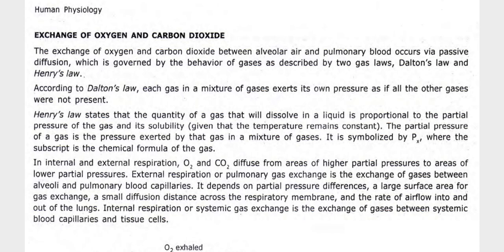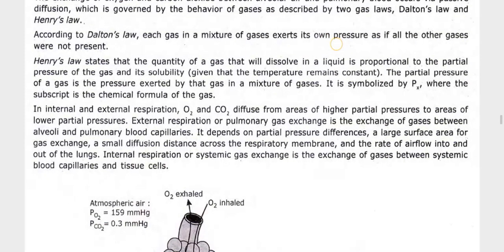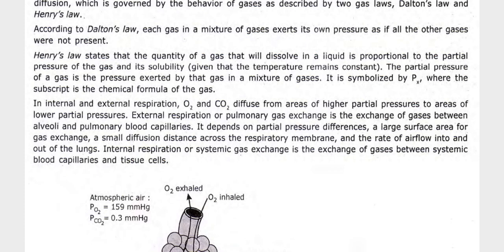The exchange of oxygen and carbon dioxide between the alveolar air and pulmonary blood occurs via passive diffusion, which is governed by the behavior of gases as described in two gas laws, Dalton's law and Henry's law. According to Dalton's law, each gas in a mixture of gases exerts its own pressure as if all the other gases were not present. Henry's law states that the quantity of a gas that will dissolve in a liquid is proportional to the partial pressure of the gas and its solubility, given that the temperature remains constant.